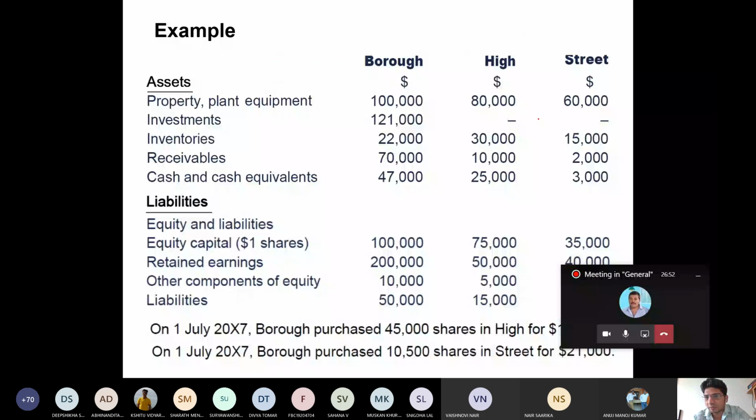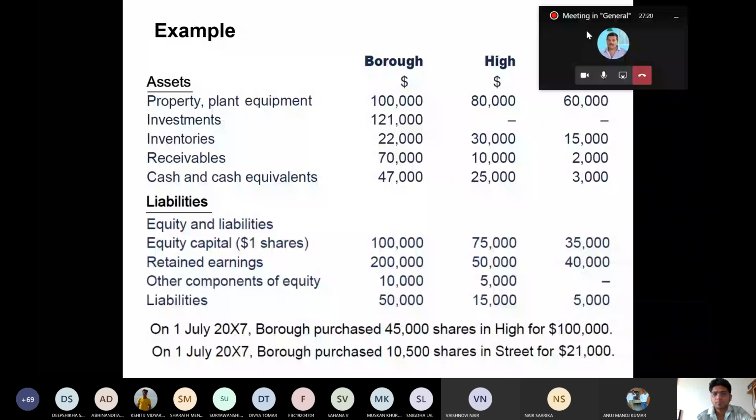There are three companies in the group, Borough, High, and Street. They have not given you the status of the companies. Now you guys will tell me what is the status between Borough, High, and Street looking at the example. We need to find out only two or three things. What are the two or three things we are going to find out? The group structure.